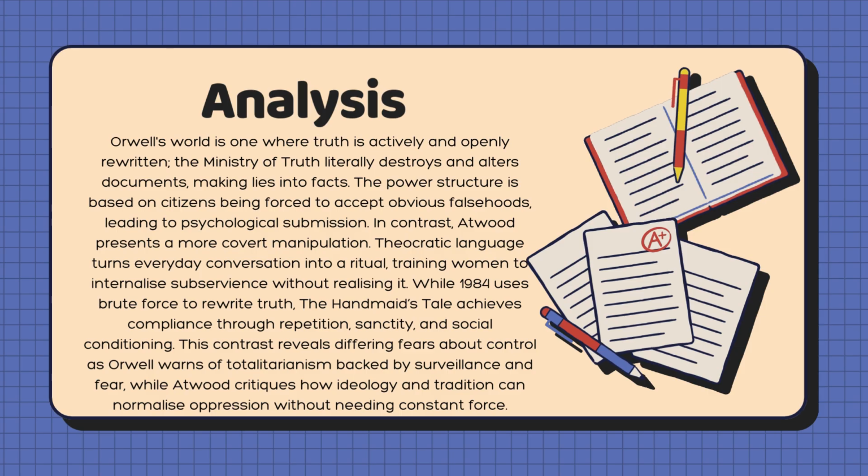While 1984 uses brute force to rewrite truth, The Handmaid's Tale achieves compliance through repetition, sanctity, and social conditioning. This contrast reveals differing fears about control, as Orwell warns of totalitarianism backed by surveillance and fear, while Atwood critiques how ideology and tradition can normalize oppression without needing constant force.